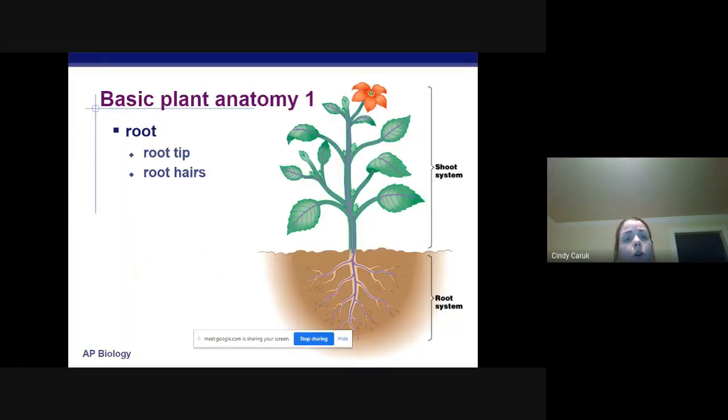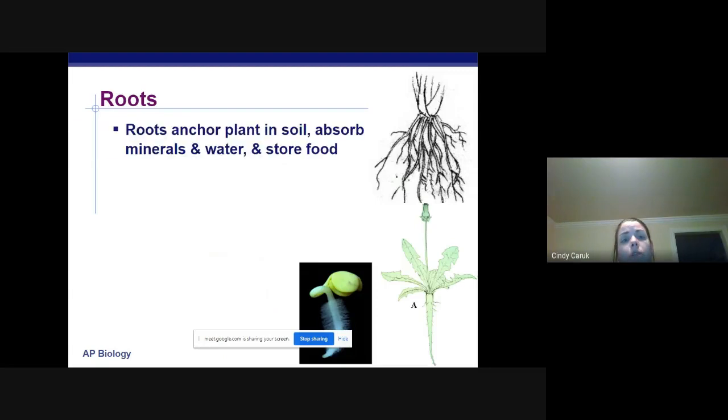We're going to first start with the root system. So root tip and the root hairs. So we actually have two types of roots that we're going to look at, but all these roots are going to anchor the plant, absorb water and minerals, and some will also store food.